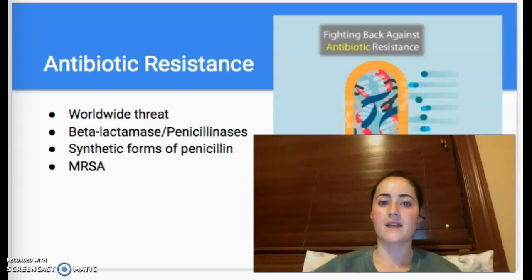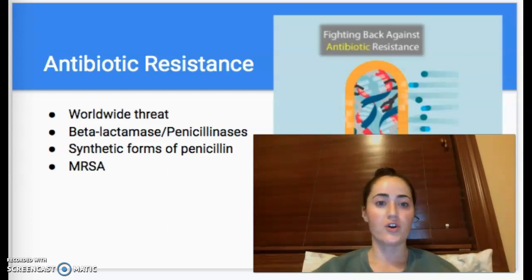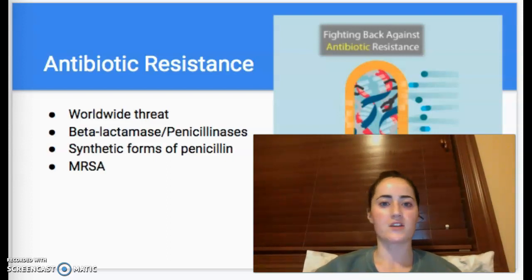Now, something that scientists have worked to do to combat this is create artificial or synthetic penicillins, and that's something that is currently in use today.